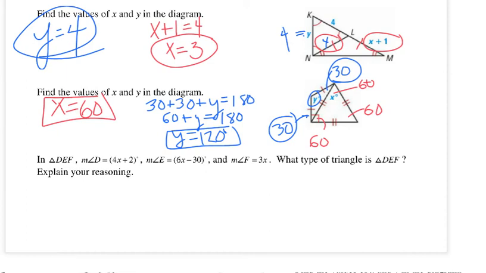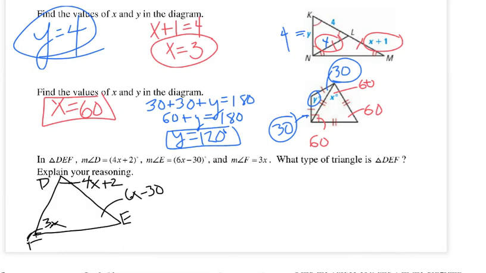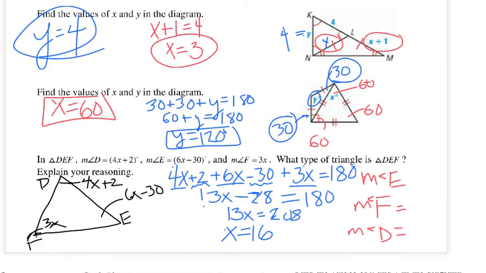Alright, this is what your picture should look like with all your measurements in there. So your equation should look like this. When you solve for x, you should end up with x equals 16. And this is the work on how to get that. What we need to do is take that 16 and plug it back into each of the different measure angles to figure out what the degrees are.